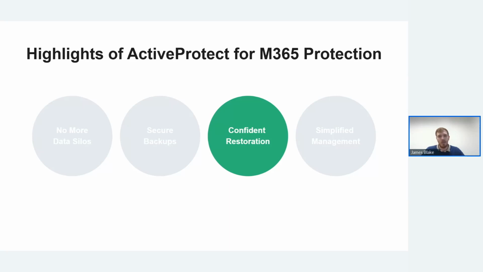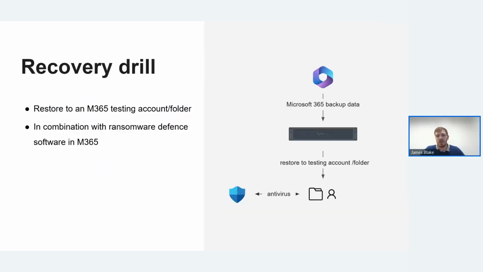Once we've taken that backup, we need to know that we can recover from it. Regular restoration drills are essential for validating your recovery strategy, with Active Protect streamlining this process for Microsoft 365 data by enabling restoration to new locations. You can use test accounts and folders to verify data integrity without impacting your live production environment. Additionally, this safe and controlled approach works seamlessly with 365's built-in ransomware defenses, adding an additional layer of assurance.